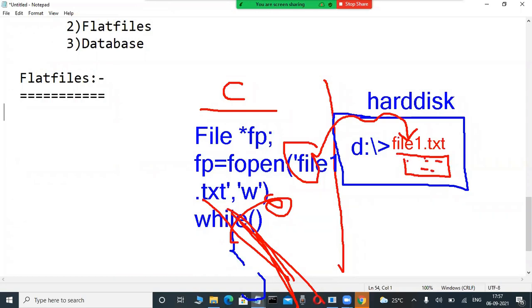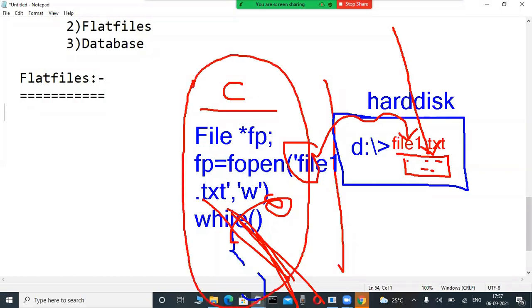These type of mechanisms are called the flat file approach. What is the flat file approach? It means we are storing the data permanently in files, in a drive, C drive, D drive, like operating system files. But how we are storing the data is very difficult. In olden days, COBOL is there, ADA is there. Those type of programming languages, in olden days, were very difficult.